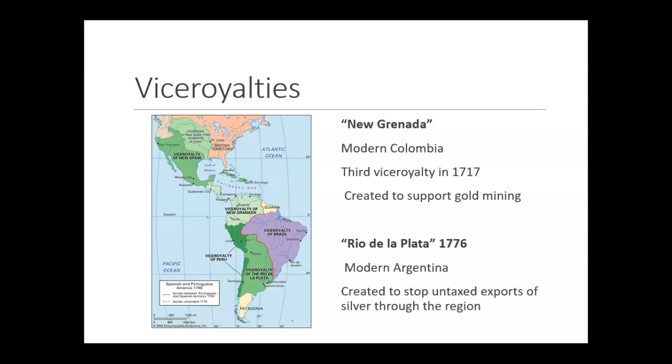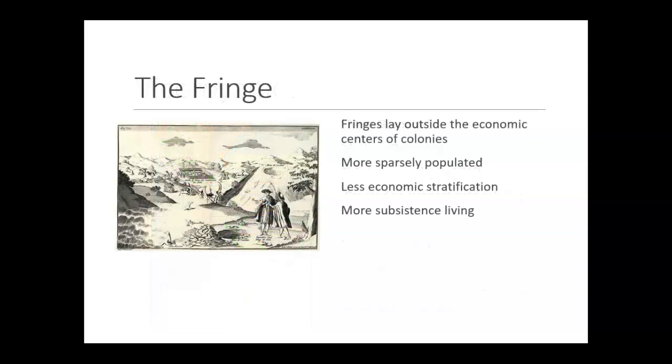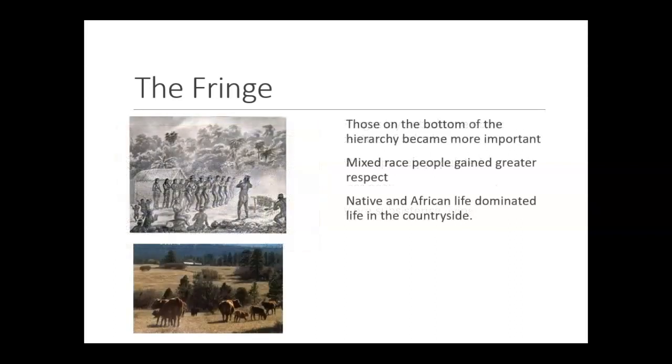Aside from the established viceroyalties, the Spanish domains in the Americas will also include what we call the fringe. Fringes lay outside of the economic centers of the colonies. They were more sparsely populated, and there was less economic stratification and more subsistence living. In the fringes, people at the bottom of the hierarchy became more important, and mixed-race people gained greater respect. Native and African life dominated life in the countryside in the fringes.